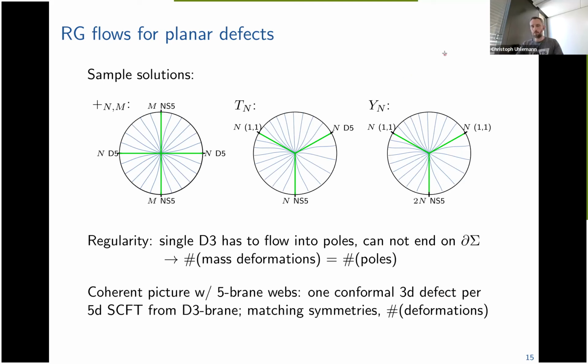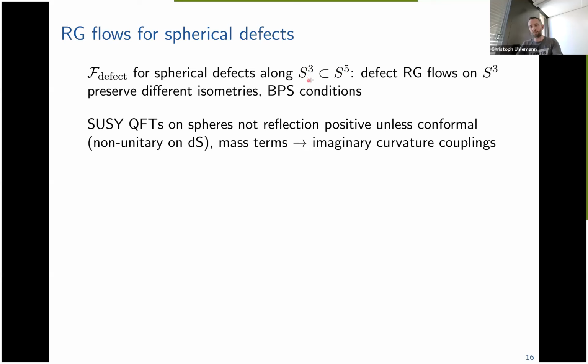All right, so that was for planar defects. That was nice for matching to the brane web picture, but the idea is then to switch gears and look at spherical defects again, which is what we will be interested in later on for doing localization calculations and for extracting in a meaningful way the sphere free energy. So the idea is basically rinse and repeat: look at spherical defects extending along S3 inside of S5, and look at defect RG flows.